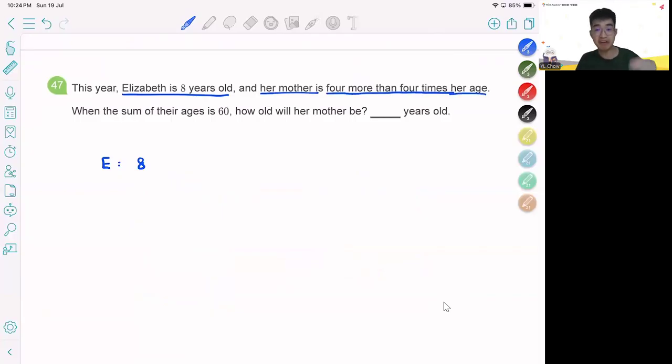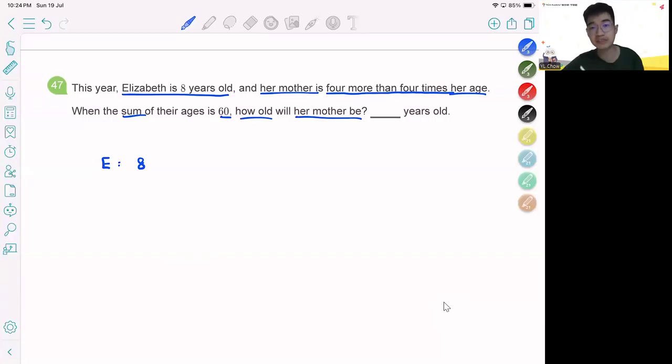Now, some of you might be very excited. You want to draw the model right away. Now, let's continue reading the question first. When the sum of their ages is 60, how old will her mother be? So this is an age problem, but technically speaking, you don't need to draw a model to do this. Why? Because in normal age problems, the generic ones that you perhaps see on your HAL book or whatever, they are all giving you some difference and multiple information, and you don't know any of their ages individually.